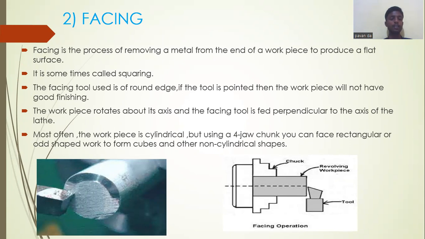The workpiece rotates about its axis and the facing tool is fed perpendicular to the axis of the lathe. Most often, the workpiece is cylindrical in shape, but using a four-jaw chuck, we can face rectangular or odd-shaped work to form cubes or cylinders and other non-cylindrical shapes.